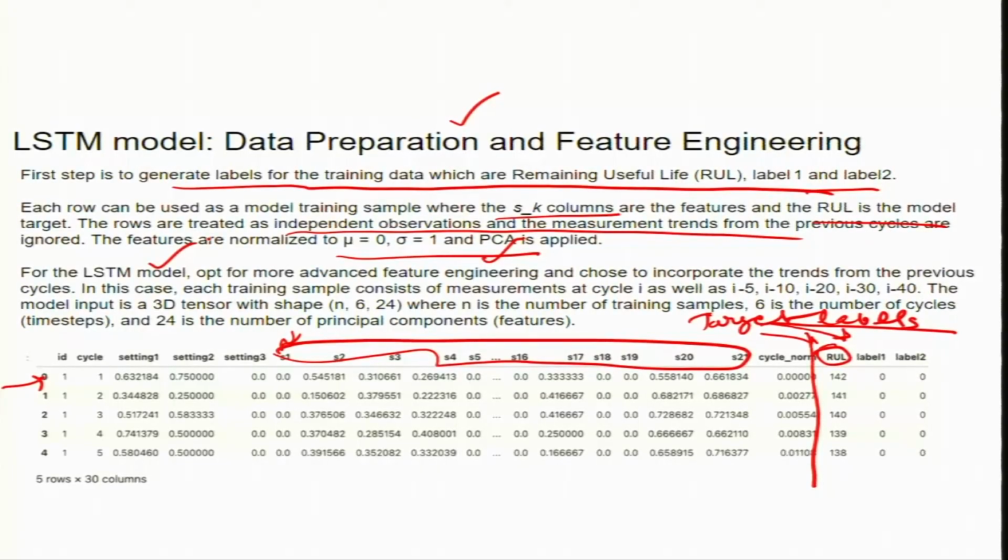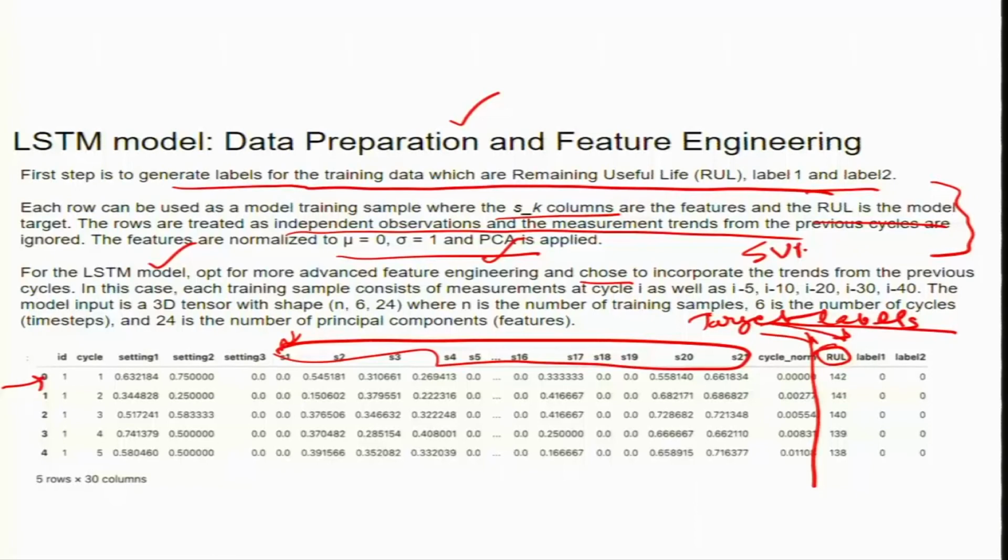These features are now normalized using principal component analysis. For the LSTM model we have to opt for more advanced feature engineering, because this earlier feature engineering is good enough for simpler models, like a support vector machine, which can be used for that data set in machine learning. If you want to use an LSTM model, you have to opt for advanced feature engineering.